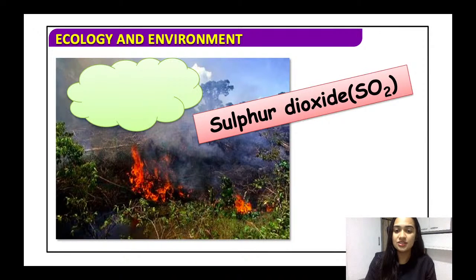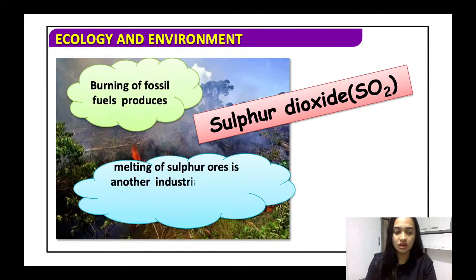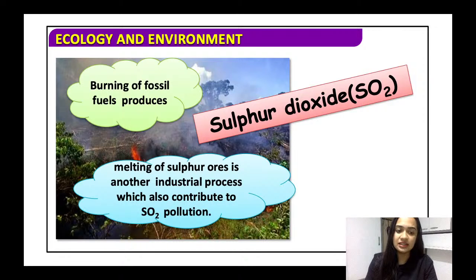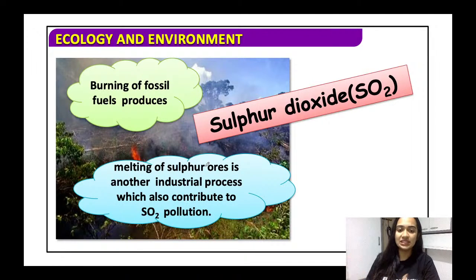Now, another one is your sulfur dioxide, that is SO2. Again, burning of fossil fuels produces sulfur dioxide, and melting of sulfur ores is another industrial process which also contributes to SO2 pollution. Alright, so what do I mean? Sulfur ores means that whenever we need sulfur, we take out the ore from the earth itself, and we start melting it. So in this process of melting, when we burn it, a lot of SO2, that means sulfur dioxide, is released in the environment.